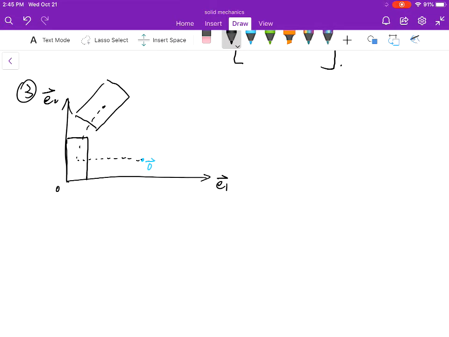So let's imagine this is the deformed material. Just a rotation with nothing else, that's one thing. And then we do a translation. Then we move it to here.